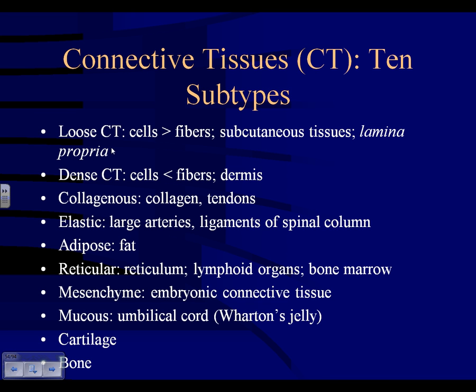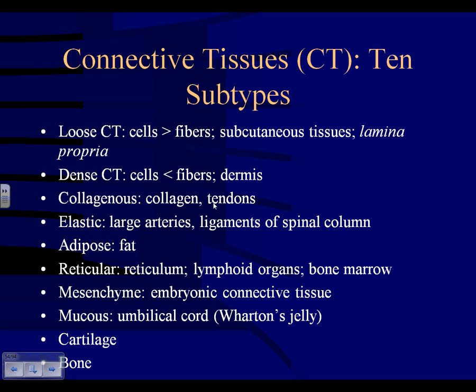So you can have loose connective tissue, in which you're going to have more cells than fibers. It's going to be in the subcutaneous tissues and also the lamina propria. Lamina propria is that connective tissue right under epithelium, particularly in the gut, and we refer to that as the lamina propria. Dense connective tissue is going to have more fibers than cells, so it's going to be relatively paucicellular. An example of this would be the dermis.